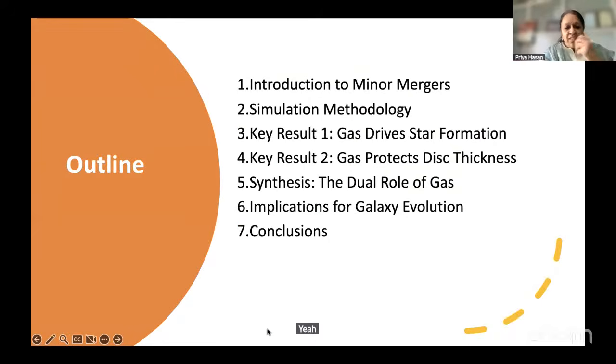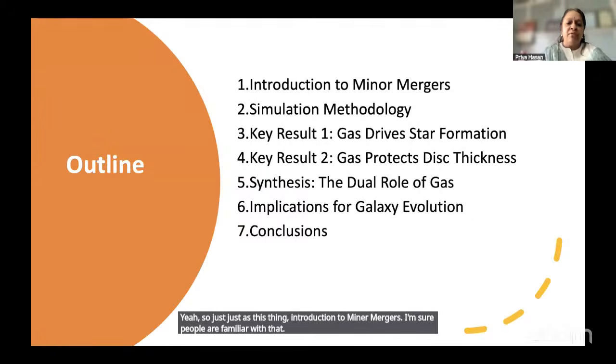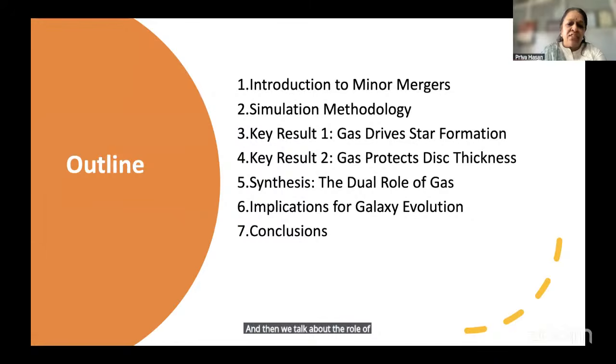So, an introduction to minor mergers. I'm sure people are familiar with that. I'll talk about the simulation methodology we've used. Then our key results: one about gas driving star formation, and the other about gas protecting the thickness in a way. Then we talk about the role of gas, implications for galaxy evolution, and then conclusions.